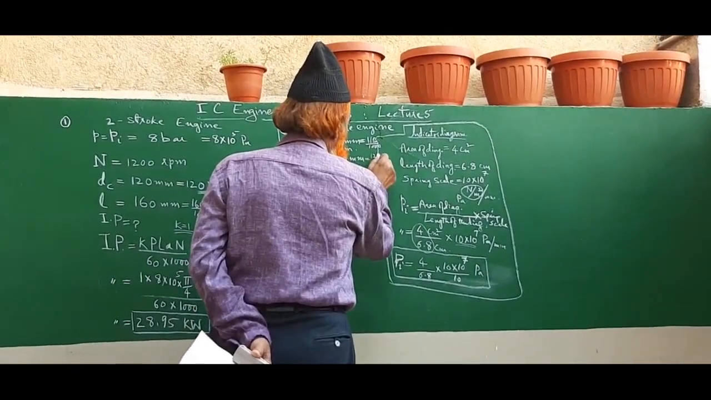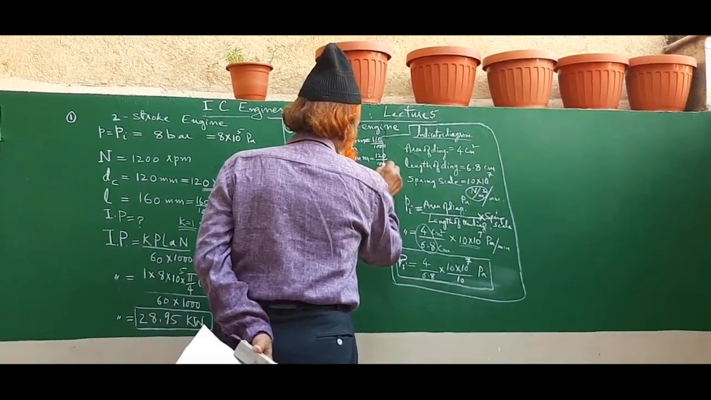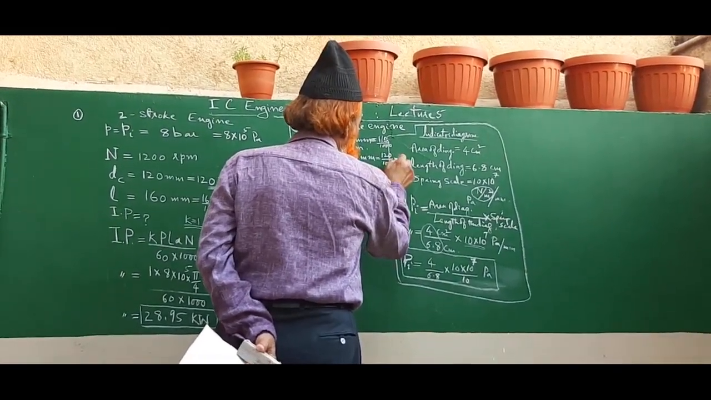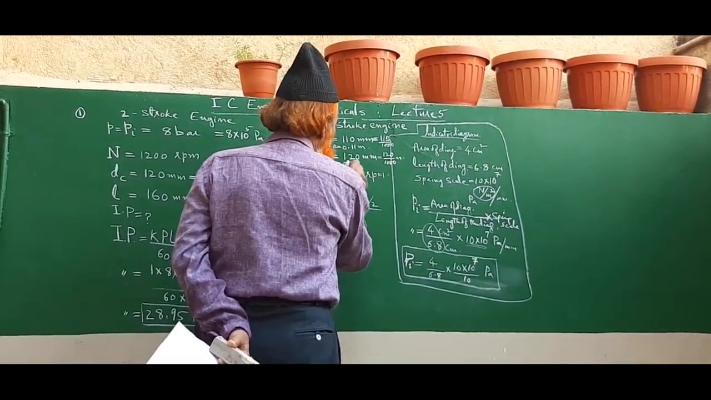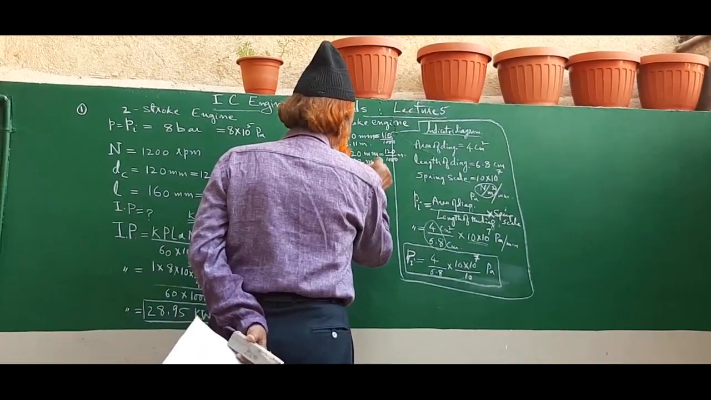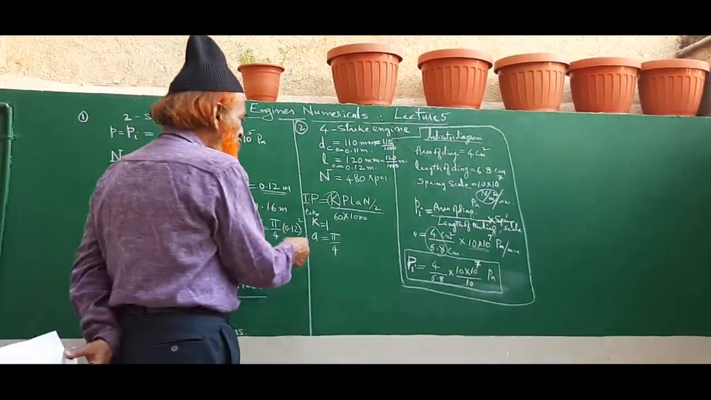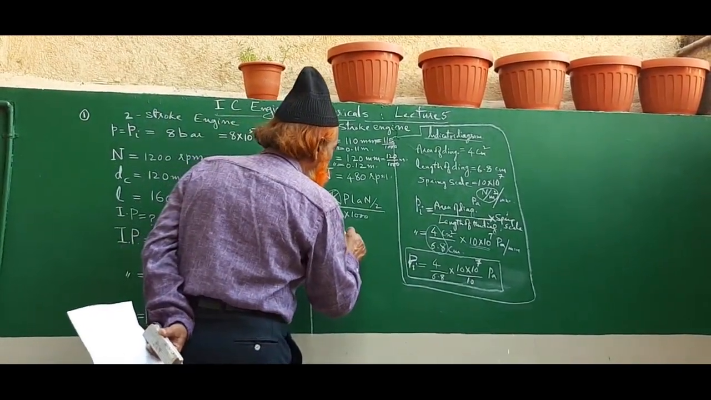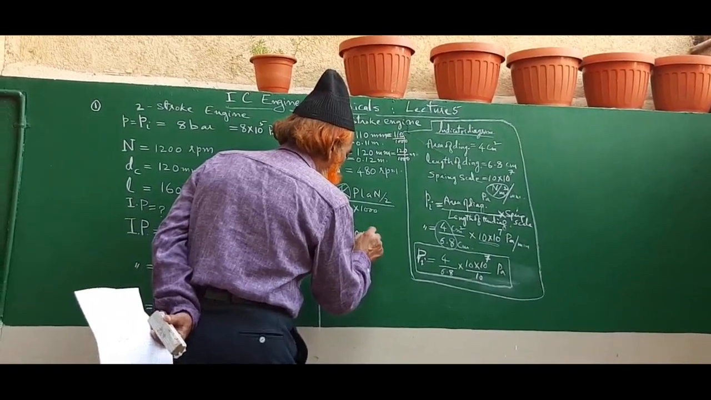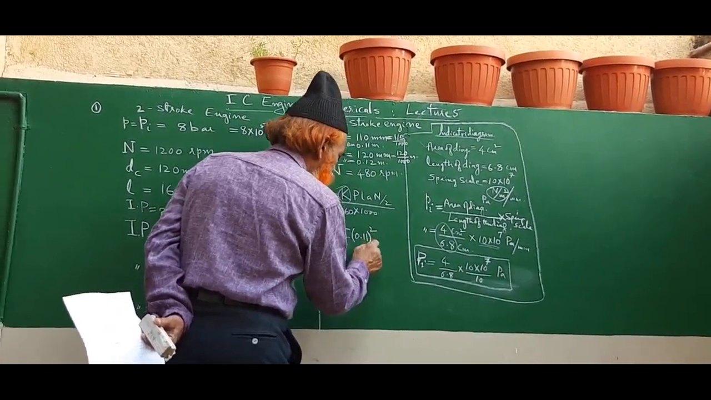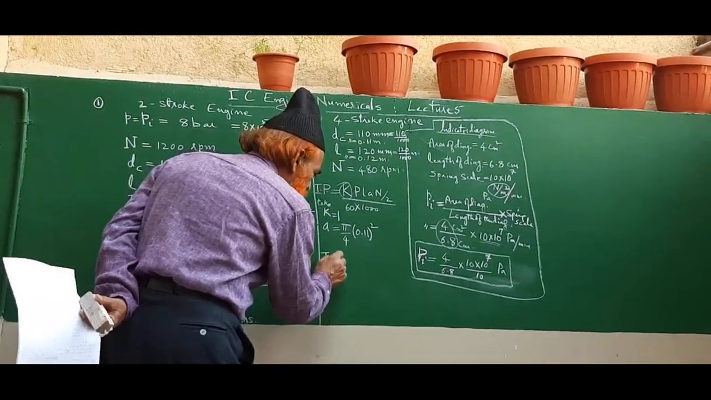And this is also 120, 120 divided by 1000. This also will become so many meters, 0.12 meter. Right? All the data are converted into SI units so that we can substitute. A is equal to pi by 4 DC square, and DC is how much? 0.11. 0.11 square. Clear?